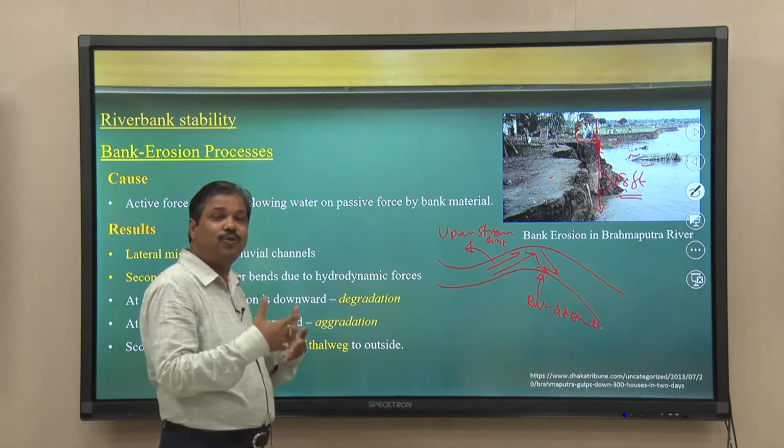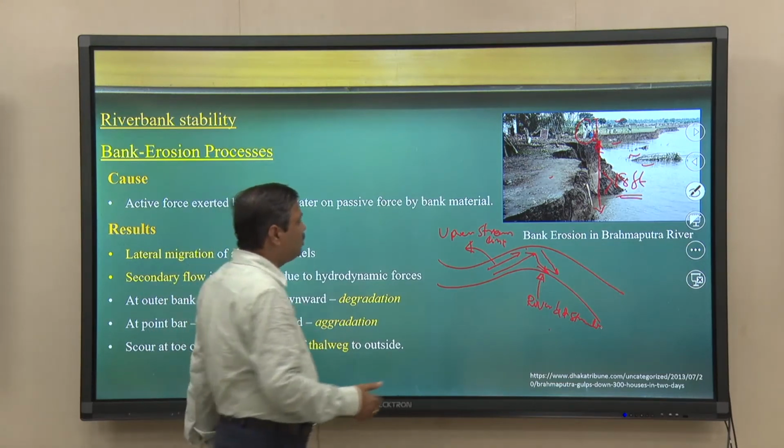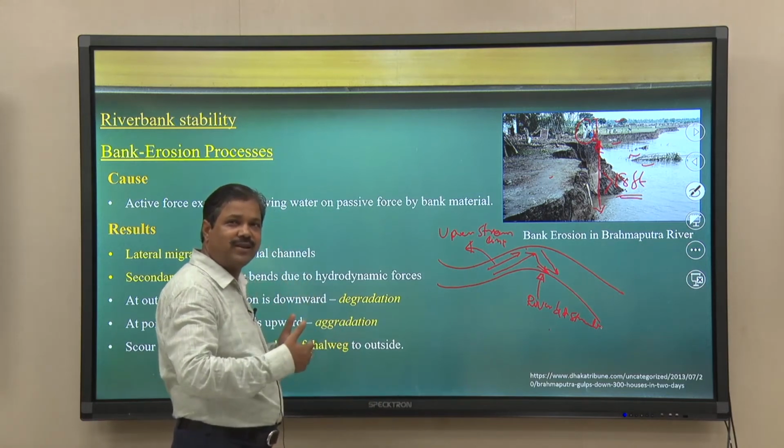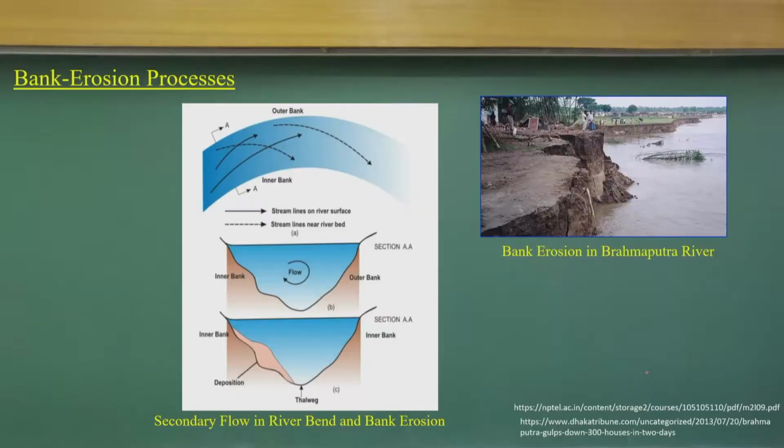How does it affect erosion? The outer bank is more vulnerable because of the secondary current process. You can look at it from these figures. If you look at the outer streamlines, the surface streamlines and bed streamlines, one is attacking this outer bank, and the other, the lower streamlines, are bringing the bed materials from the outer bank to the inner bank.